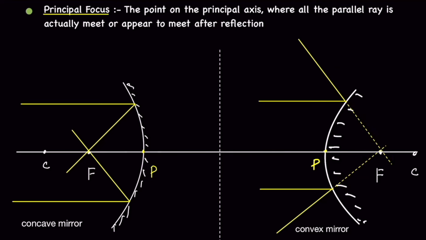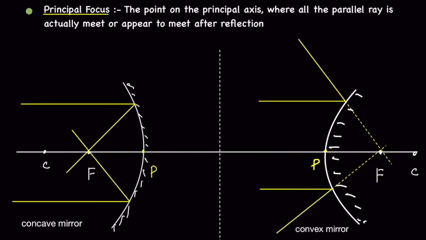As I told you previously, for a concave mirror, the center of curvature is real, but for a convex mirror, it is virtual. Similarly, the principal focus is real for a concave mirror, but it is virtual for a convex mirror. These are the small points you always have to keep in your mind. Sometimes MCQ questions come based on these concepts.